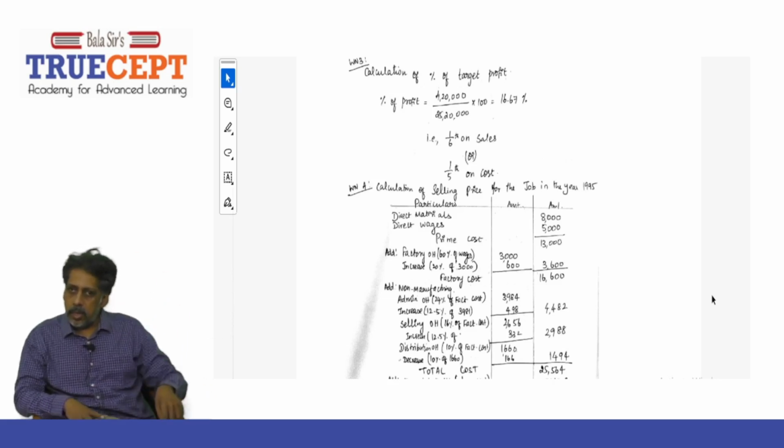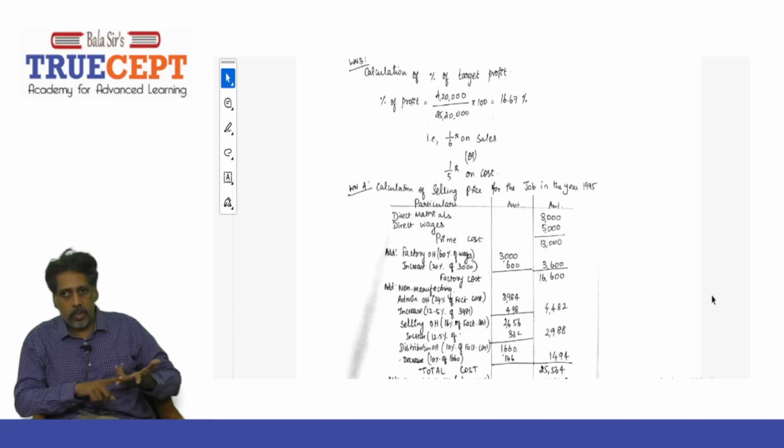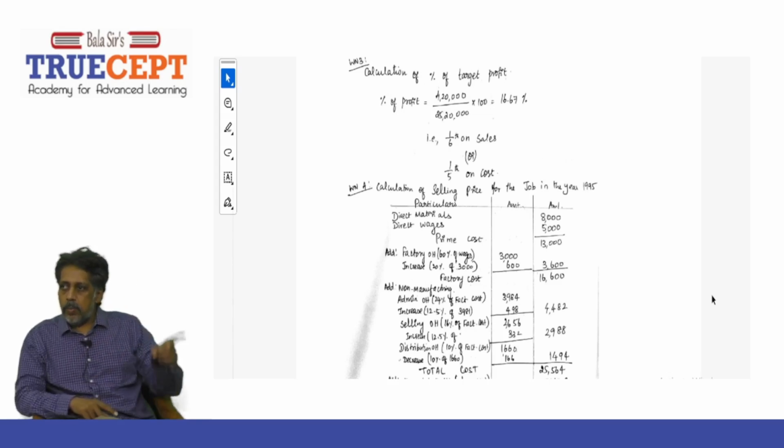You will get marks in the examination. You can write as working note 1, 2, 3, 4 or step number 1, 2, 3, 4. Is that clear? Yes, sir. Now I'll go to working 3. What is that? Calculation of percentage of target profit. What is the target profit you want to earn? It's given, no? The same profit as a percentage on sales in the previous year.